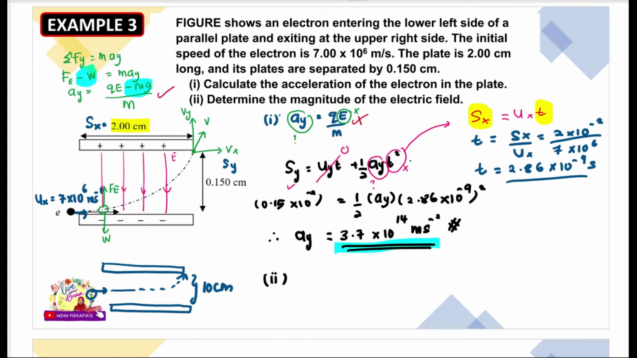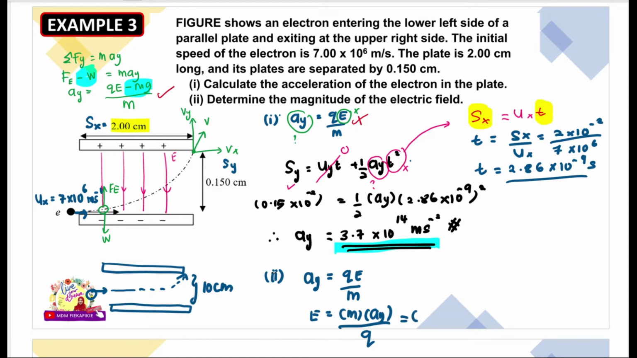So untuk soalan kedua, kita boleh relatekan lah. Ingat tak tadi? Kita nak cari ay, kita tulis formula ni. Tapi kita tak boleh selesaikan guna formula ini sebab kita tak ada electric field. Kemudian, soalan yang kedua, dia tanya electric field. Okay? So dia akan jadi ay is equal to QE over M. Okay? So dia akan jadi E is equal to M ay over Q.